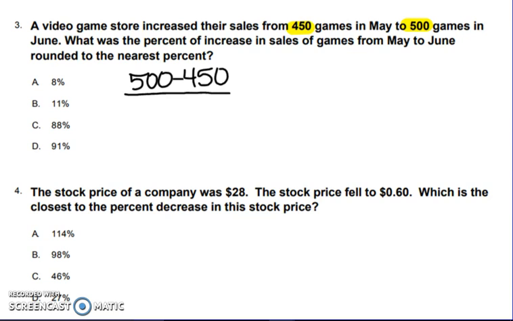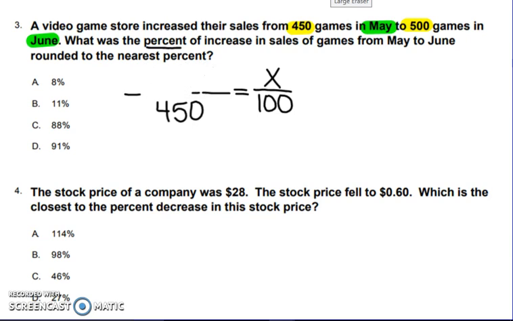Again, the denominator is always the original number. So again, just like with number 2, we're talking about months here. Looks like I have May and June. Well, which month comes first? It is May, so I'm going to put 450 in the denominator. It does talk about a percent here, so we got to put x in for the percent, and that is over 100. But before I multiply and divide, I have to subtract.